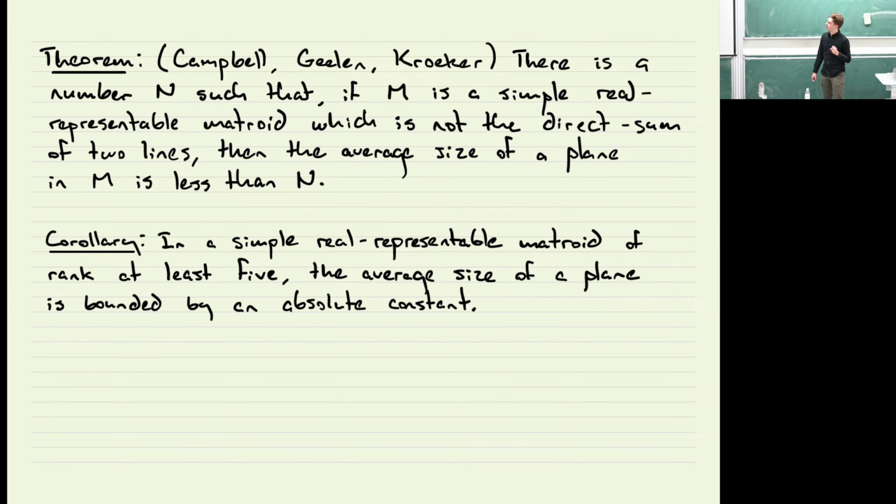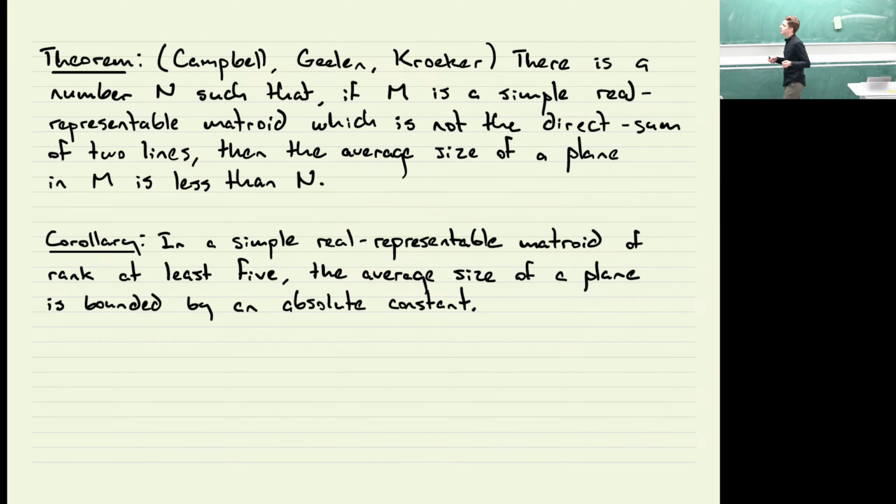The first corollary that I want to point out is that if I give you a real representable matroid of rank at least 5, then the average plane size is bounded by an absolute constant. And this is just because if you bump up your rank by 1 to rank 5, when you truncate the matroid to rank 4, you cannot possibly obtain a union of two lines. Then you just apply our theorem and you get the bound on the average plane size.